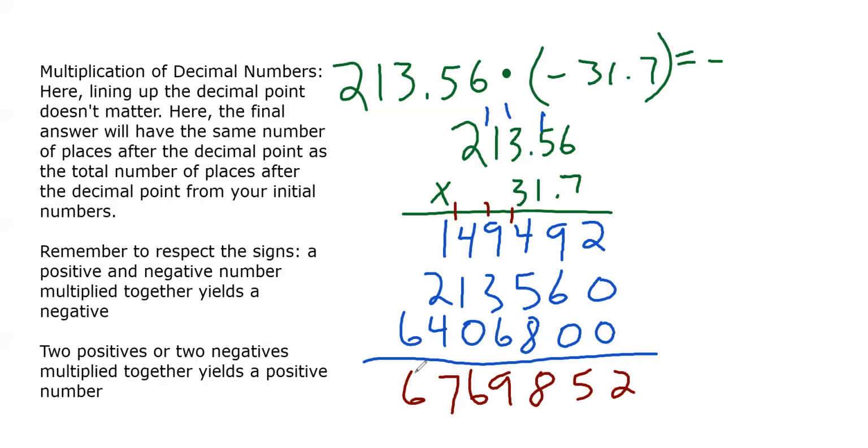Now, is the answer 6,769,852? Exactly. We had 1, 2, 3 total places past the decimal point between the two numbers. So our final answer needs to have 1, 2, 3 places past the decimal point. And so the final answer is actually negative 6,769.852.